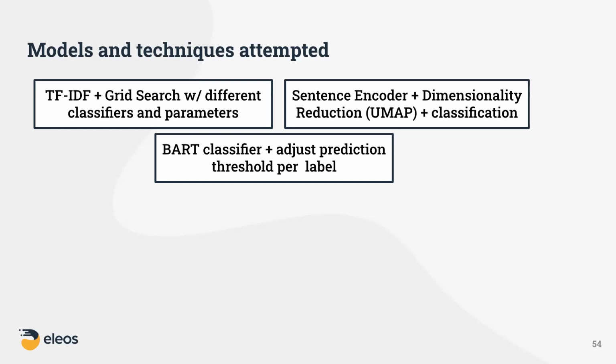BART classification. As Amit said, smaller models sometimes give us good results. So we tried the BART classifier, and then we can adjust the threshold per label to give us the intended precision and recall that we want. And some techniques.